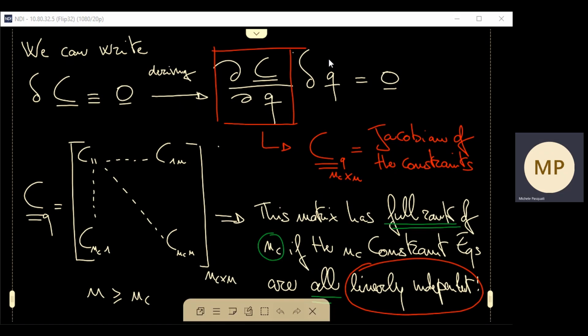let's actually write it. So we can't write delta QD equal to minus CQD to the minus one CQI delta QI. Because this inversion cannot be done. But what is the meaning of this?